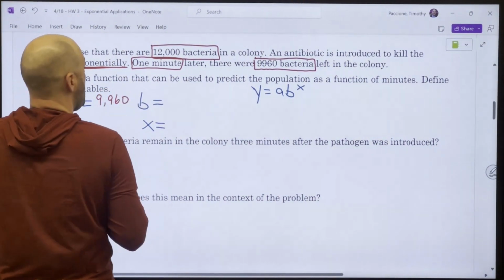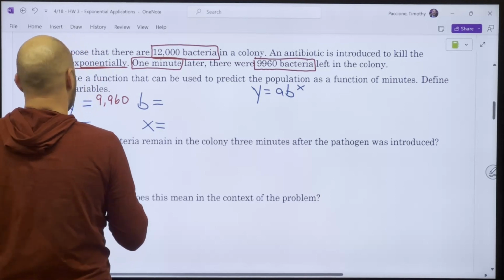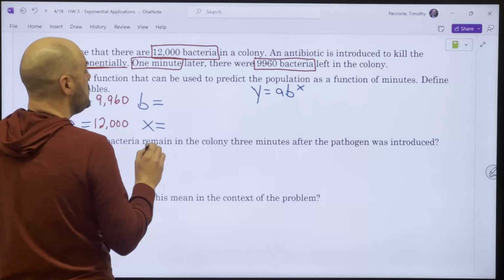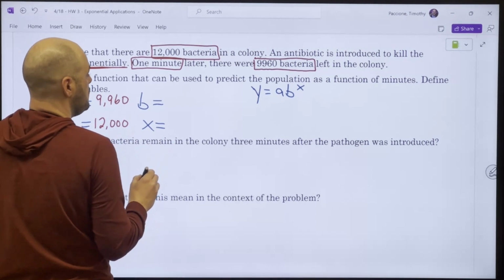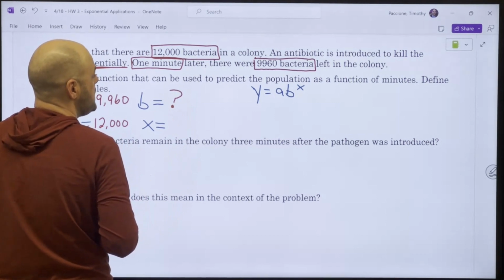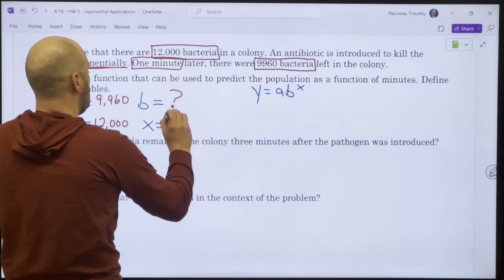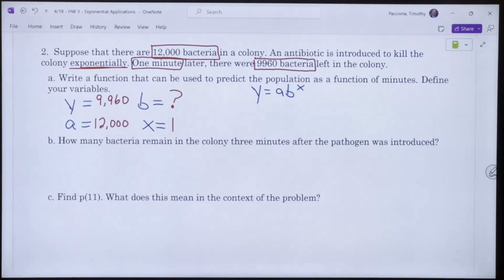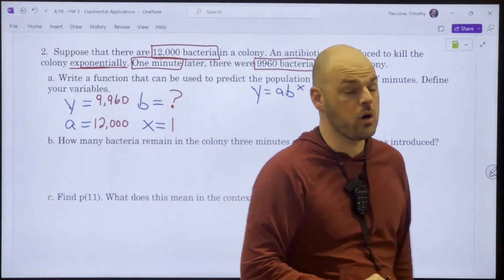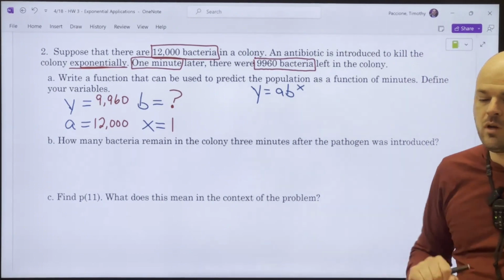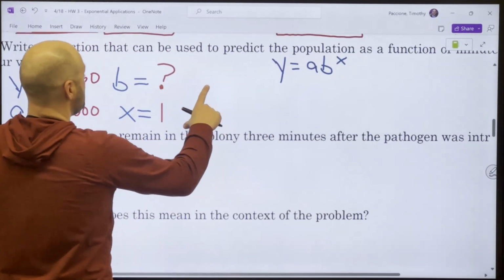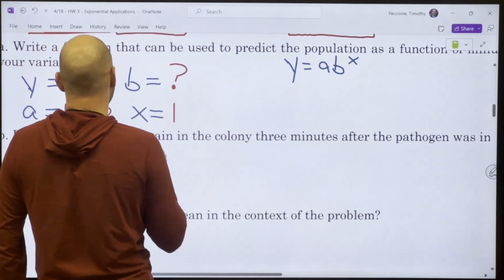9,960. A was our starting amount, 12,000. B is our multiplier. Guess we're going to be looking for that. And X is our time, 1. Now, today we're going to talk about what if X isn't 1, because X being 1 kind of makes this work for us today in this homework, but sometimes it won't be, and we'll talk about that today. All right, so then we have to plug in the pieces to find the missing piece.